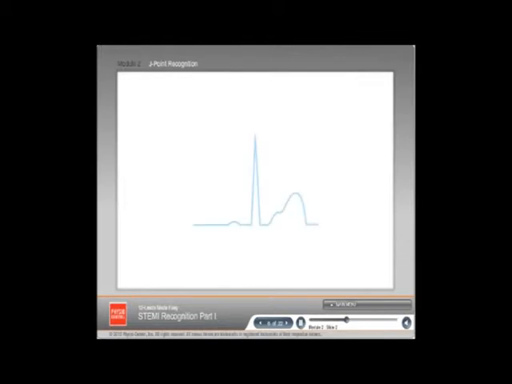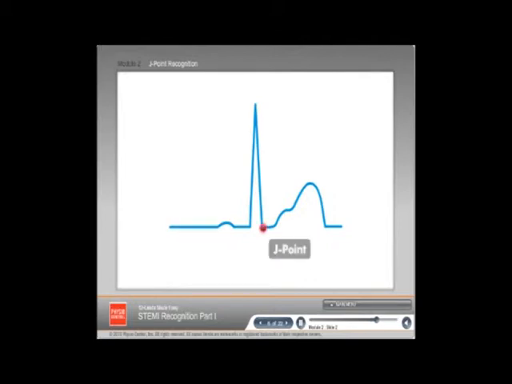When identifying ST segment elevation, it is important to realize that the initial part of the ST segment is what we're most interested in. The earliest portion of the ST segment is called the junction point or the J point. It's at the junction point of the QRS and the ST segment where the ST segment analysis is done. So let's take a moment to ensure we know how to find the J point.